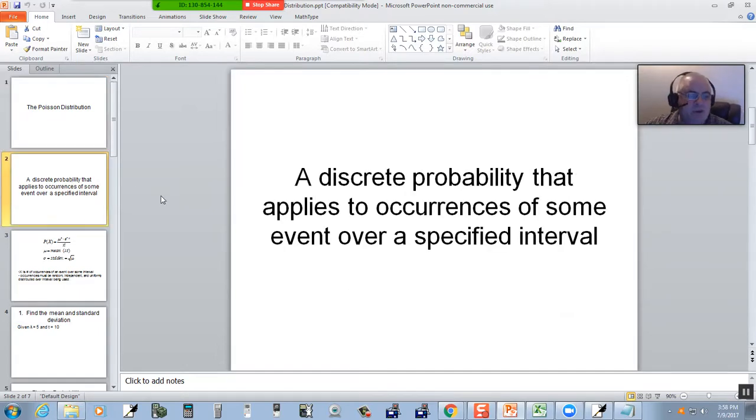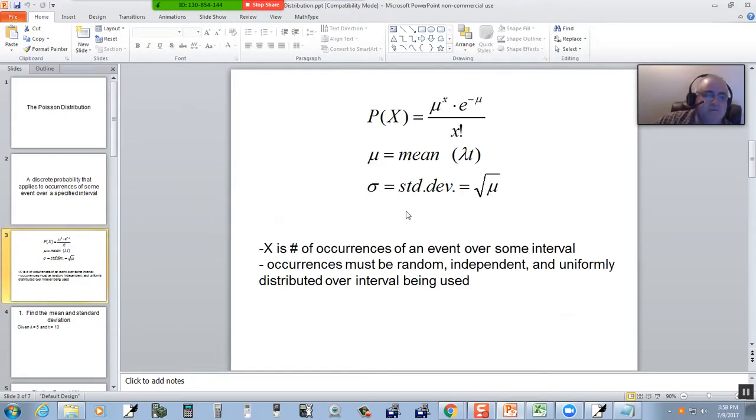This is a discrete probability distribution that applies to occurrences of some event over a specified interval. This would be where I have an even amount of people coming into McDonald's from 11 to 12, and I'm looking at the probability that I'm going to get more than 15 customers. It's not a yes or no; it's more based upon numbers. Here's a formula. Don't worry about that.